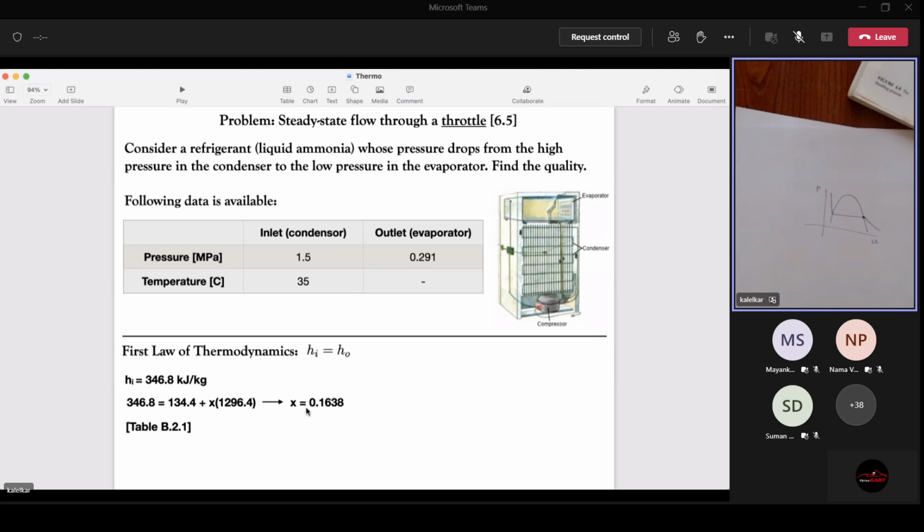Someone try. We are looking at B point 2.1. What are the inlet conditions? 1500 kilopascal, 35 degrees Celsius at the inlet. So what is the enthalpy?